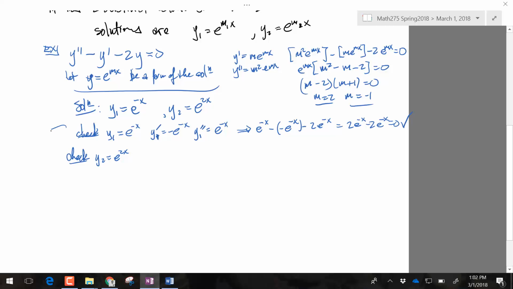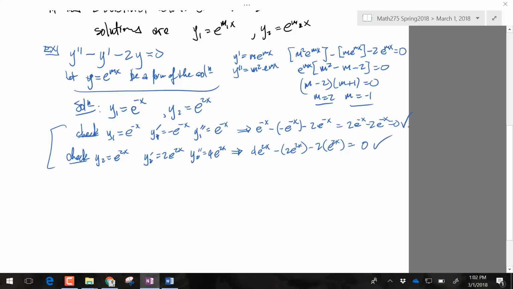So we'll check the second one. We need y2 prime is 2e to the 2x. Y2 double prime is 4e to the 2x. So what do we have? We have 4e to the 2x minus 2e to the 2x minus 2 times e to the 2x equals 0.